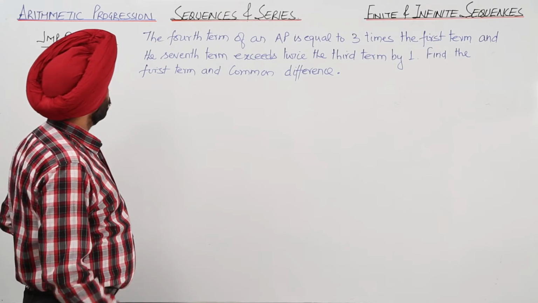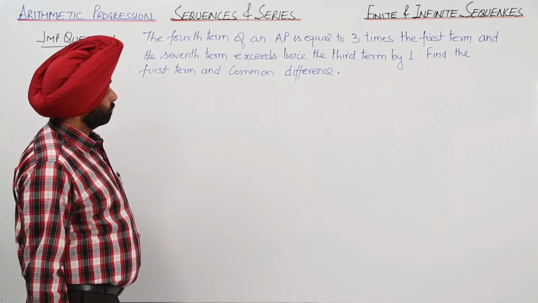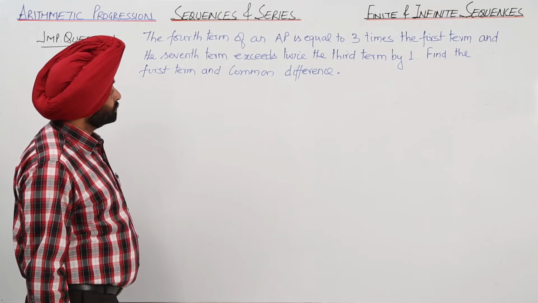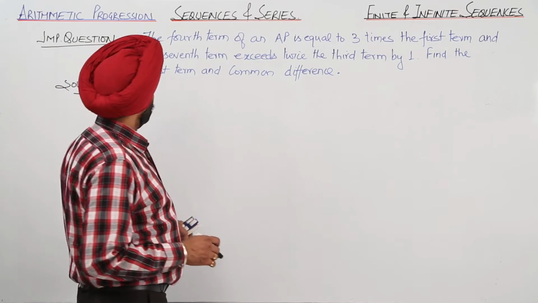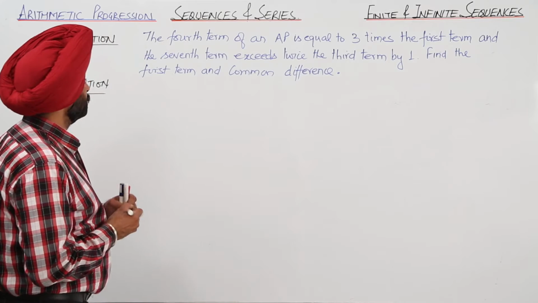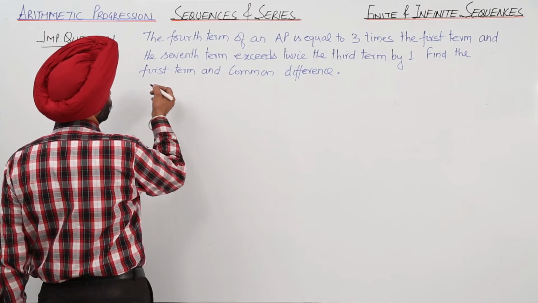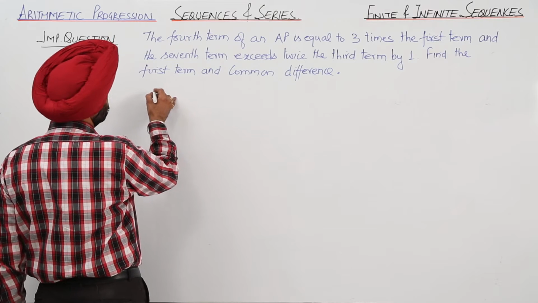Now in this question, the fourth term of an AP is equal to 3 times the first term and the seventh term exceeds twice the third term by 1. Means two conditions are given in the question. And what we have to find? We have to find the first term and the common difference. Now, the fourth term of an AP is equal to 3 times the first term.